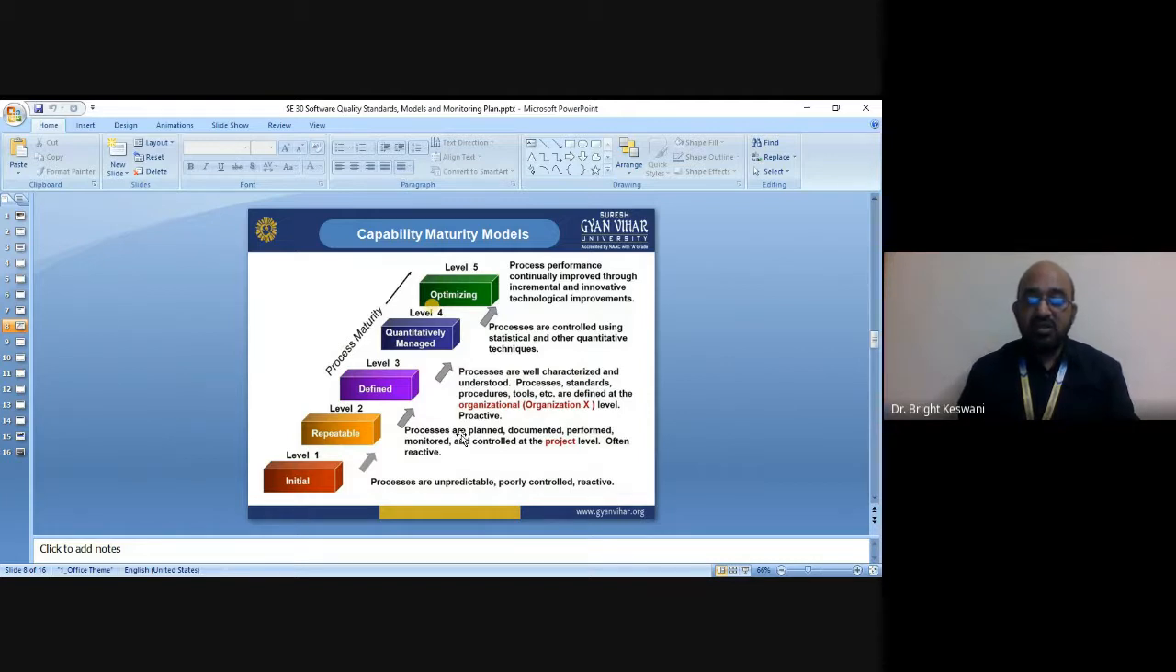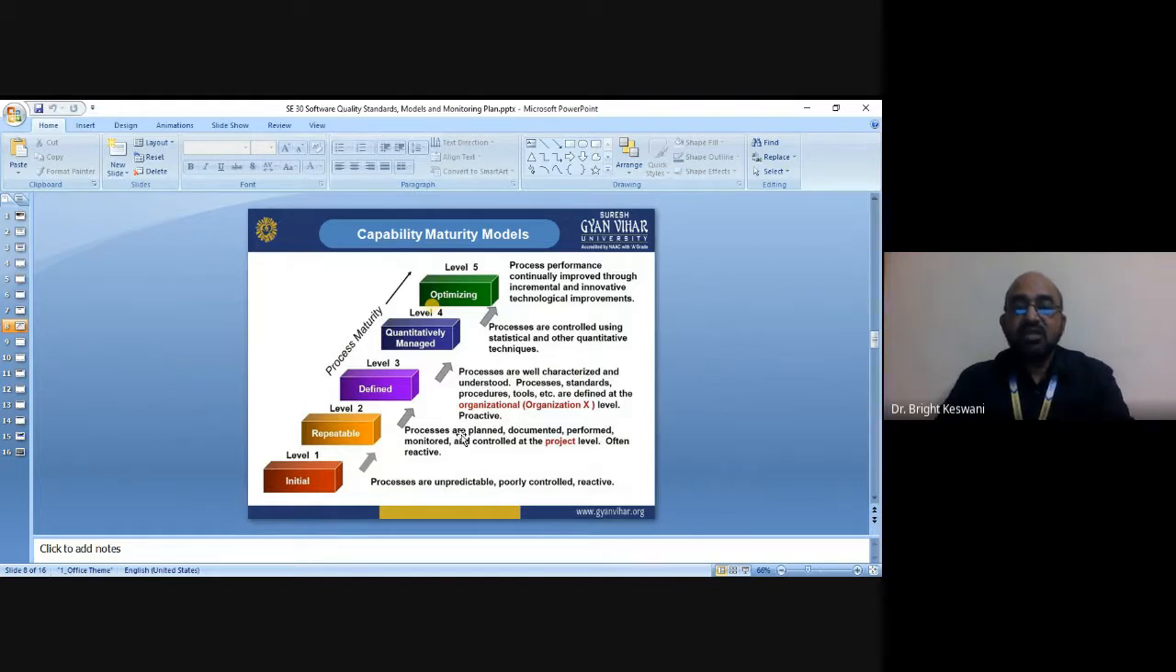At the defined level, the organization has standardized on a software process which is properly documented, and in this process each step is carefully defined with entry and exit criteria, methodology, and verification mechanism for the output of the step. So in the defined level, processes are well characterized and understood, and standard procedures, tools, etc. are defined at the organization level. So the defined level also plays an important role.